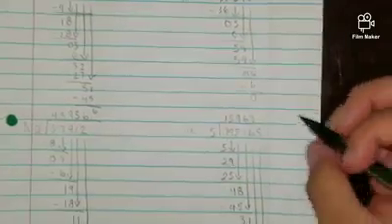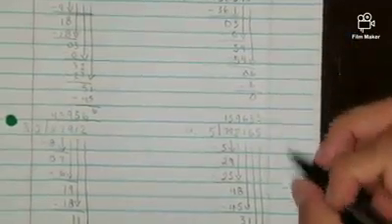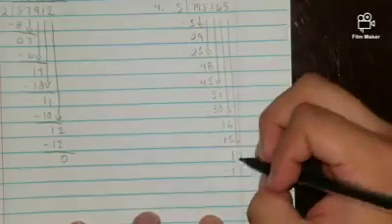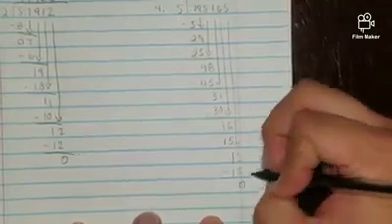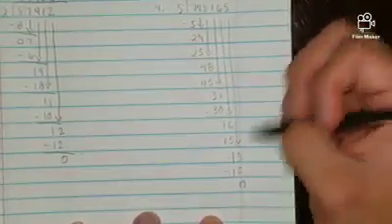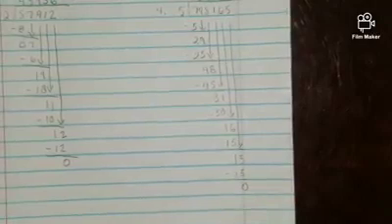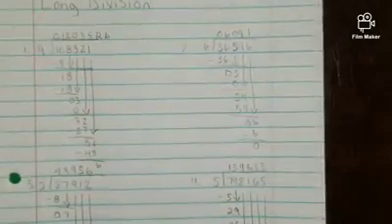5 goes into 15 3 times. 5 times 3 is 15. We subtract. 15 minus 15 is 0. And since we have no remainder, our final answer is 159,633. I hope this helped you with a better understanding of how long division is worked.